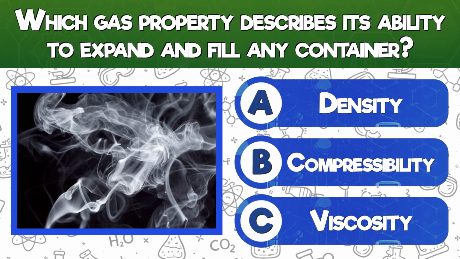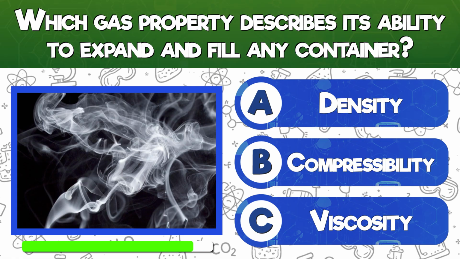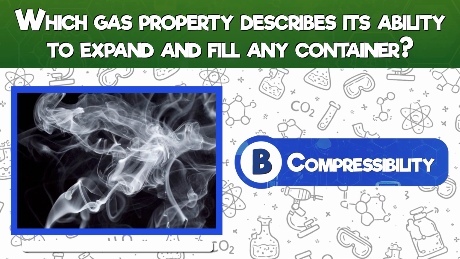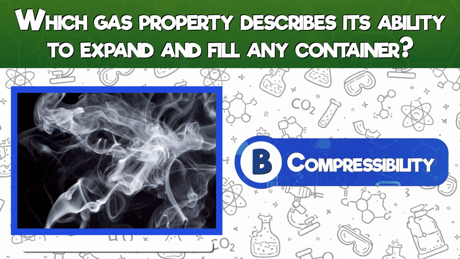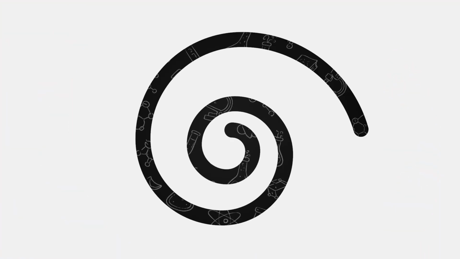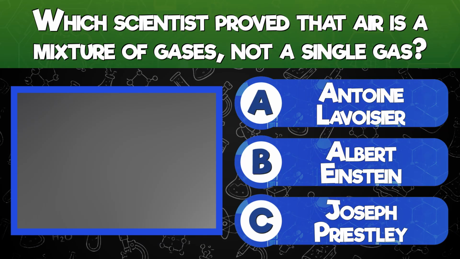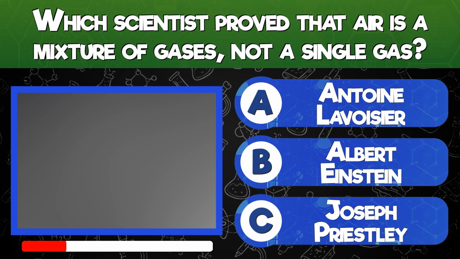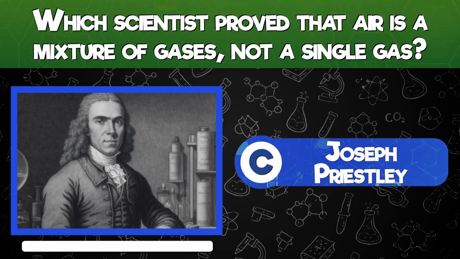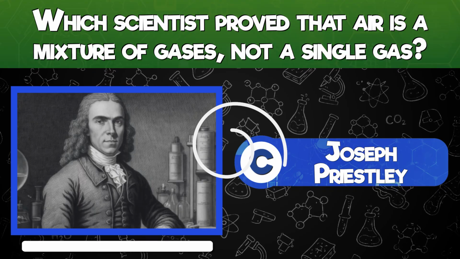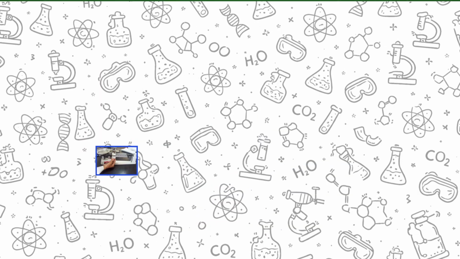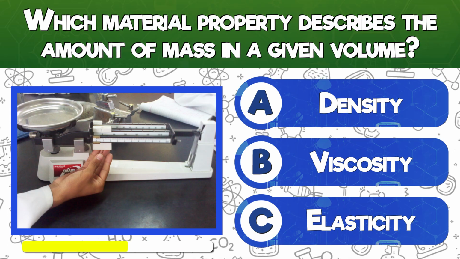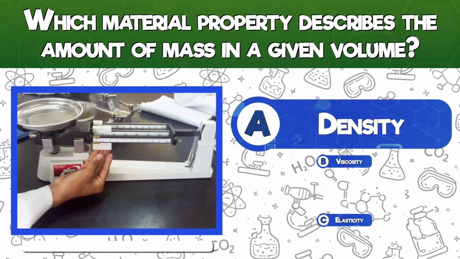Which gas property describes its ability to expand and fill any container? Compressibility. Which scientist proved that air is a mixture of gases, not a single gas? Joseph Priestley. Which material property describes the amount of mass in a given volume? Density.